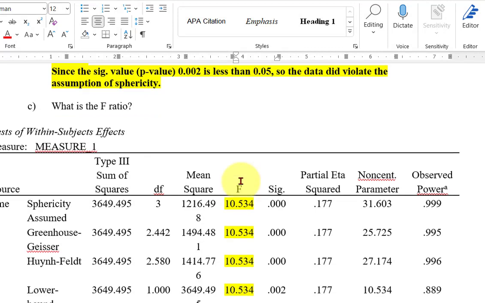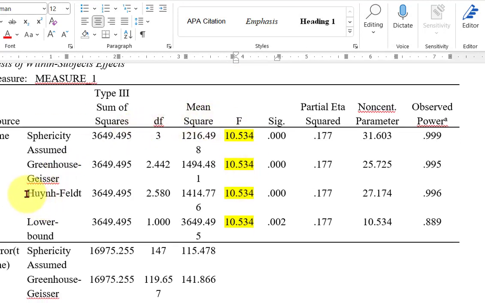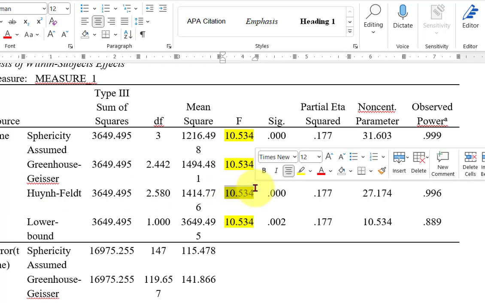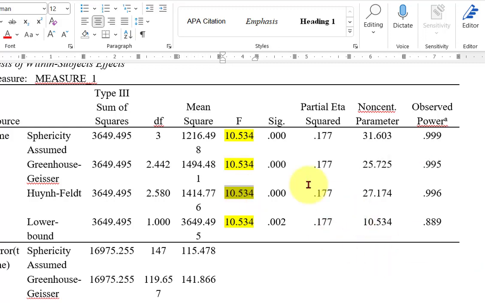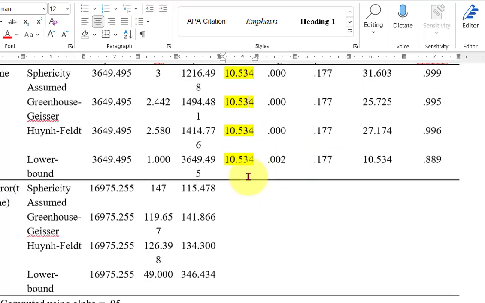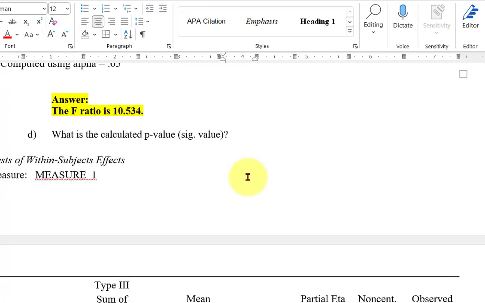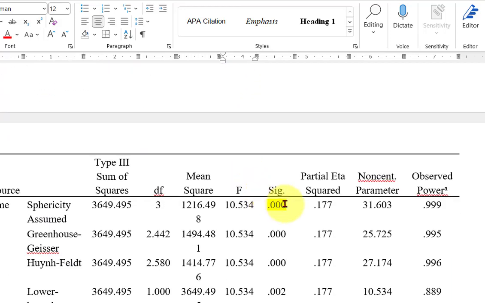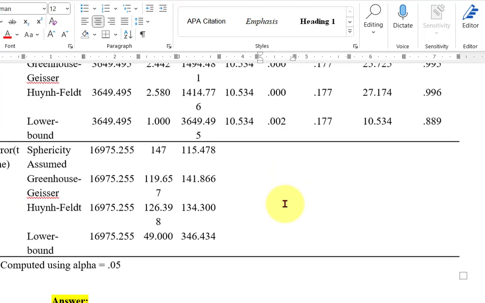And the F ratio, again, I'm going to use the Huynh-Feldt. Doesn't matter which one. They're all basically the same. That's our F ratio, which means that 10 times the variance of the life satisfaction scores is between the repeated measurements instead of within a single one. So that's good. That's your F ratio. Calculated p-value less than 0.001.